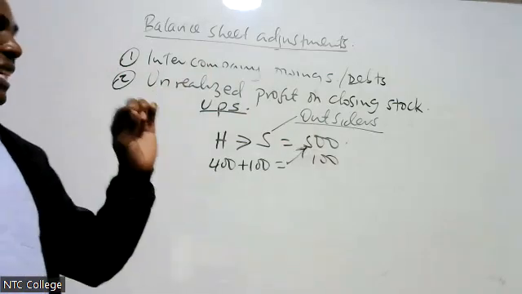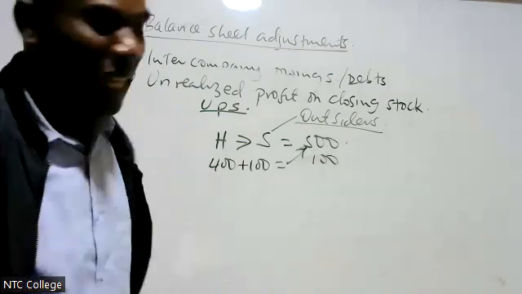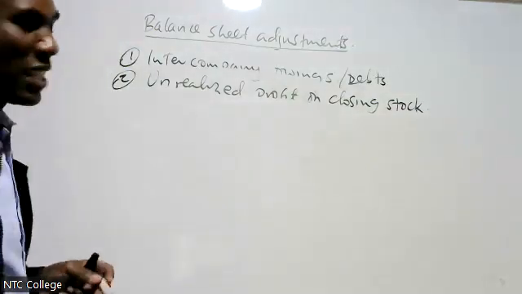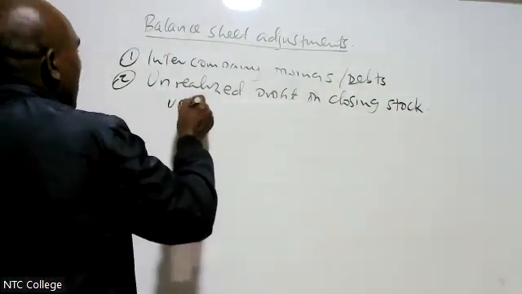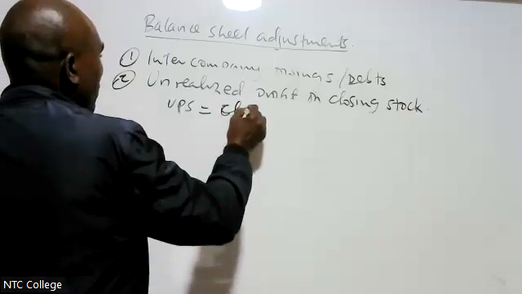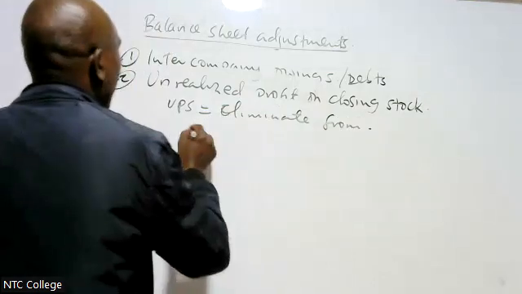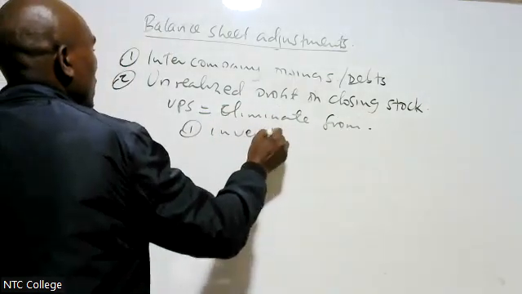Therefore, if there is an unrealized profit, you eliminate. Unrealized profit will be eliminated. That is the UPS. UPS will be eliminated from number one, inventory.